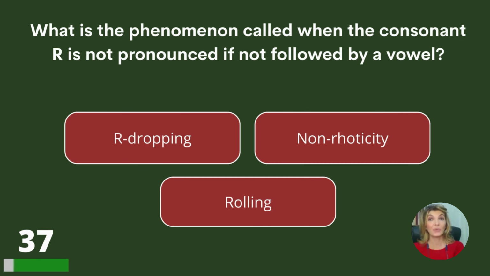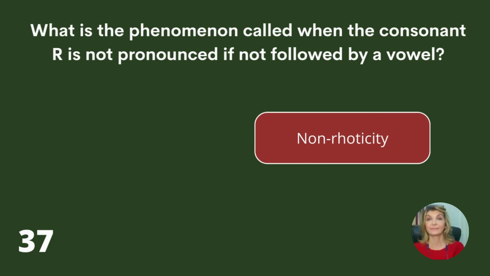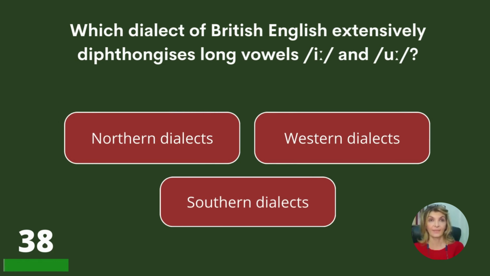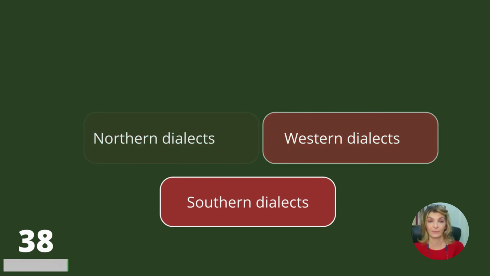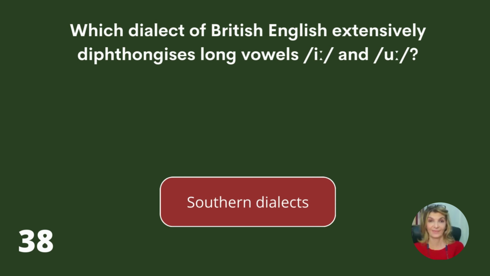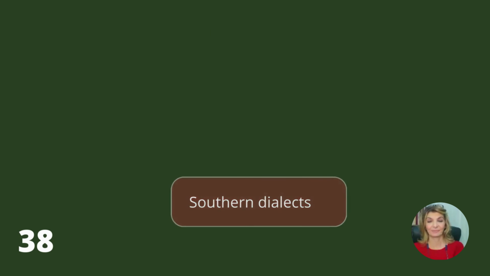What is the phenomenon called when the consonant R is not pronounced if not followed by a vowel? R dropping, non-rhoticity, or rolling? Non-rhoticity. Which dialect of British English extensively diphthongizes long vowels, I and U? Northern dialects, Western dialects, or Southern dialects? Southern dialects.